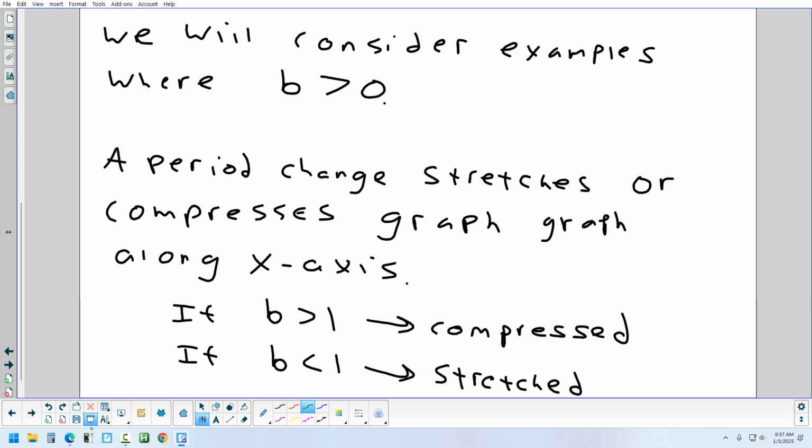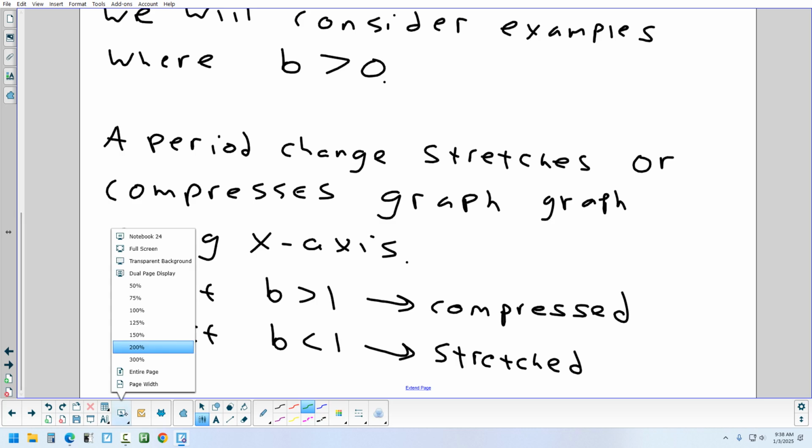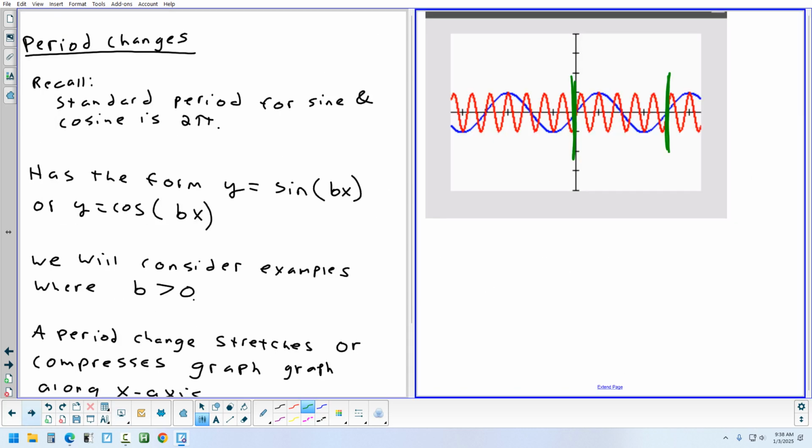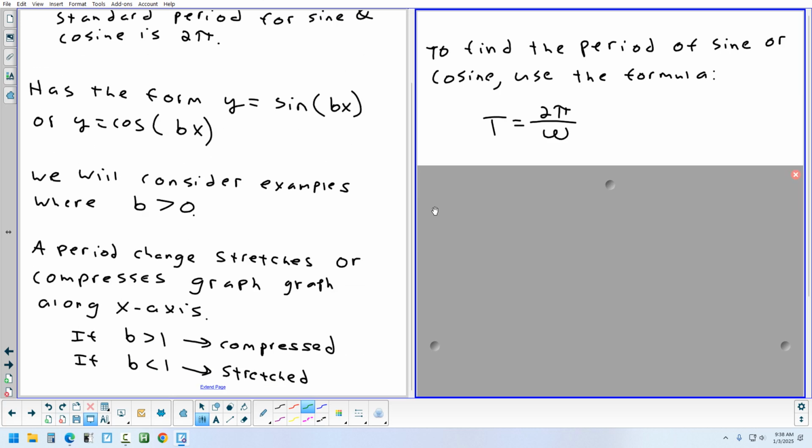And depending on the number that you put, it'll either stretch or compress. Horizontal is always backwards, so the bigger you make the number, the more compression you get. The smaller you make the number, closer to 0, the more stretched it gets. So sometimes what they want us to do is just figure out what is the new period length.